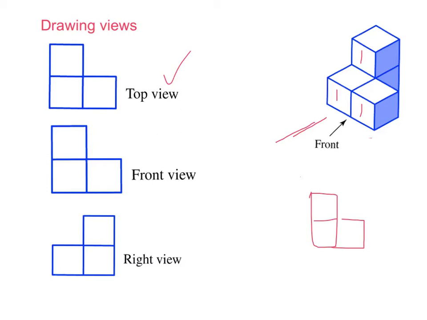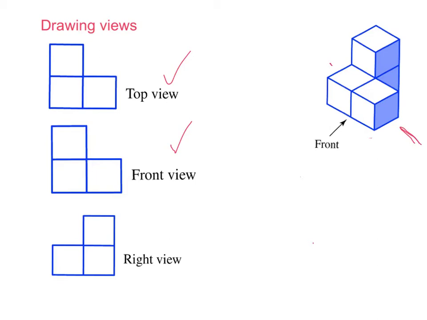That's why I've drawn the front view like that. So that's the front view. Now, if we wanted to look at the right-hand view, we would be looking slightly differently. So we'd be going around this side. This is the left. This is the right-hand side from here.